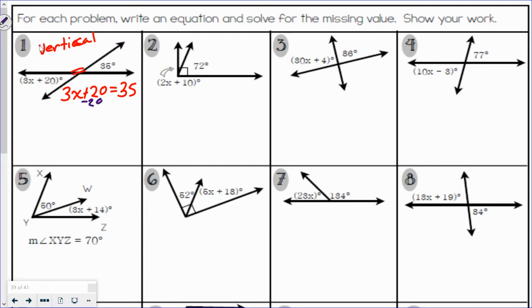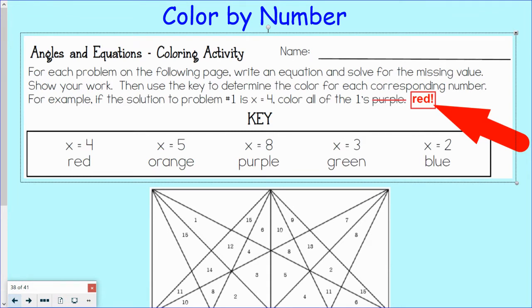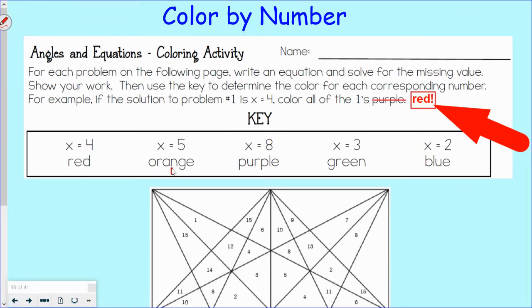Subtract 20 on both sides. These cancel. We have 3x left equals 15. The opposite of multiplication is division, so you can divide both sides by 3 to get x equals 5. All right, so that's number 1. So everywhere we see a 1, we're going to color it orange.